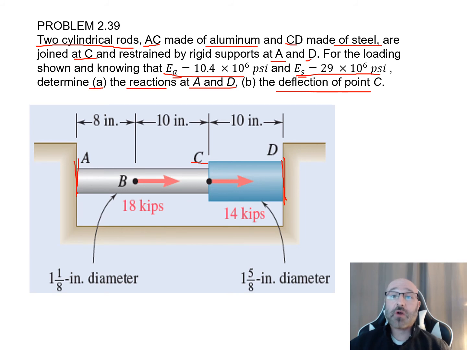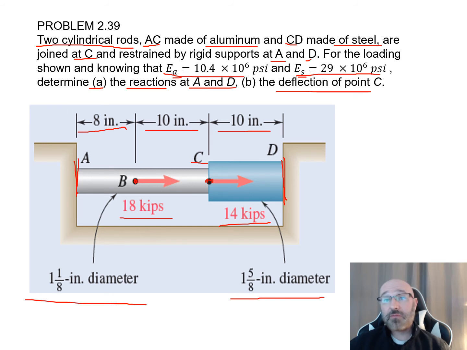Now down here in our diagram, we're also given some more information that's not in the problem statement. We have our length from A to this point B, and we can see at point B there's an internal load of 18 kips going to the positive, to the right. Then from B to C, we have this distance of 10 inches, and then from C to D, we have a distance of 10 inches as well. And we can see at point C there's another load of 14 kips going positive to the right. We can see that our steel rod CD has a diameter given to us as 1 5/8 of an inch, and for our AC, it's a smaller diameter rod of 1 1/8 inch. So we have a lot of information again given to us within the problem statement and this initial given diagram.